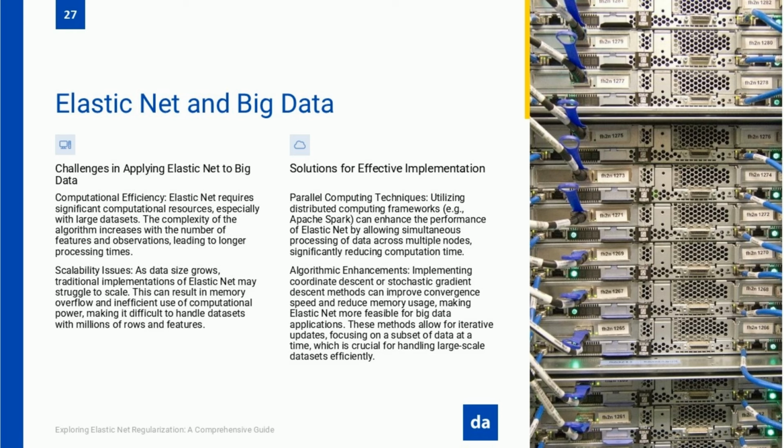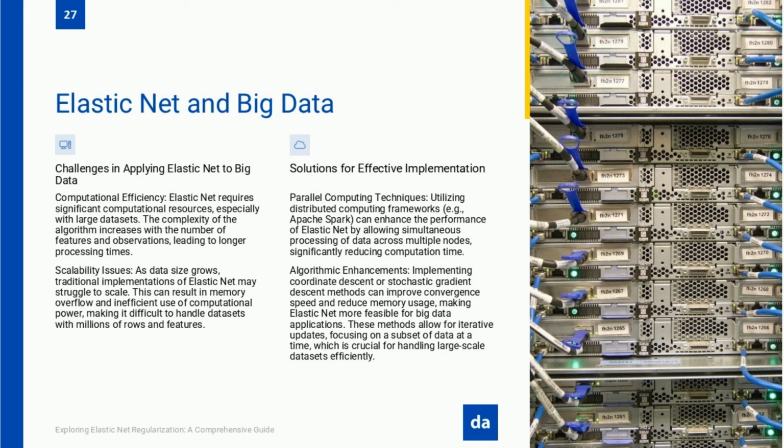Data is growing at an insane rate. From social media interactions to financial transactions, businesses and researchers are dealing with terabytes or even petabytes of data. The challenge? Traditional machine learning models, including Elastic Net, weren't originally built for such massive datasets. But with the right optimizations, Elastic Net can be scaled to handle big data problems efficiently.